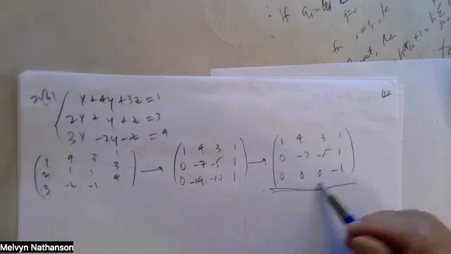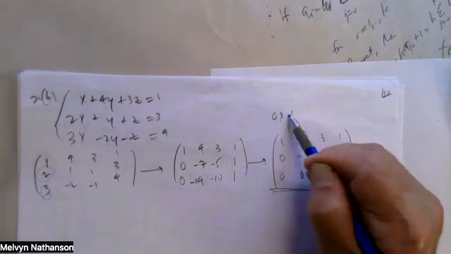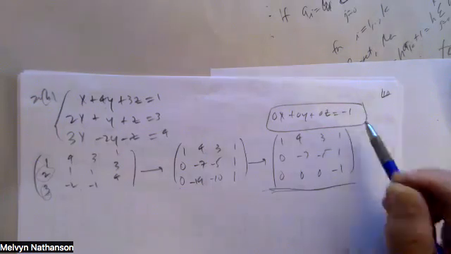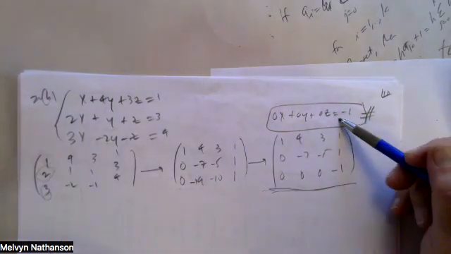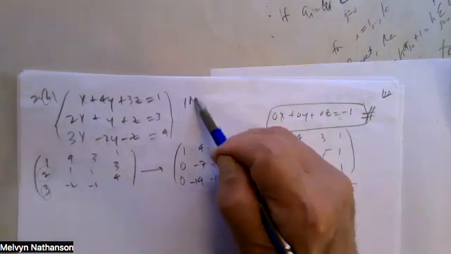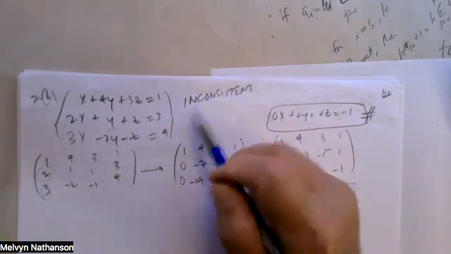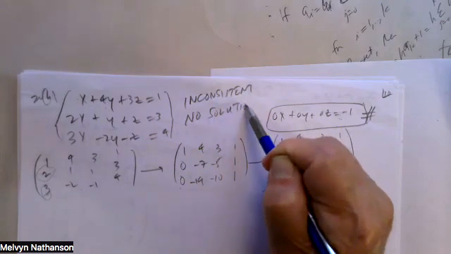The system of equations corresponding to this is equivalent to the original system. And what does this last equation say? The last equation says 0x plus 0y plus 0z equals minus 1. Well, that's impossible. There's no solution of this equation. Therefore, this system is inconsistent. If you have to find all solutions, the answer is there is no solution in the universe that solves these equations.